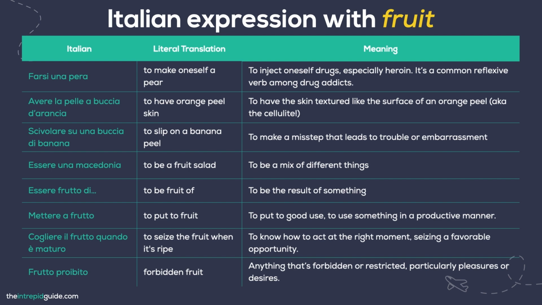Avere la pelle a buccia d'arancia. Literally, to have orange peel skin. This refers to having skin textured like the surface of an orange peel. In other words, cellulite. Scivolare su una buccia di banana. Literally, to slip on a banana peel. This means to make a misstep that leads to trouble or embarrassment.